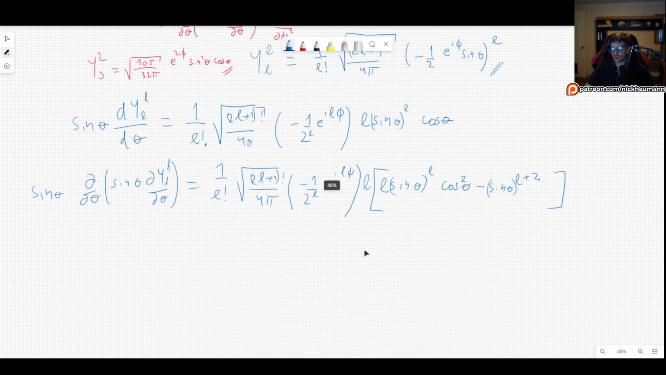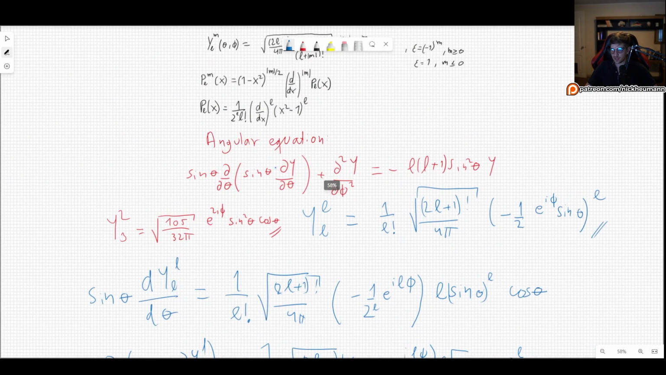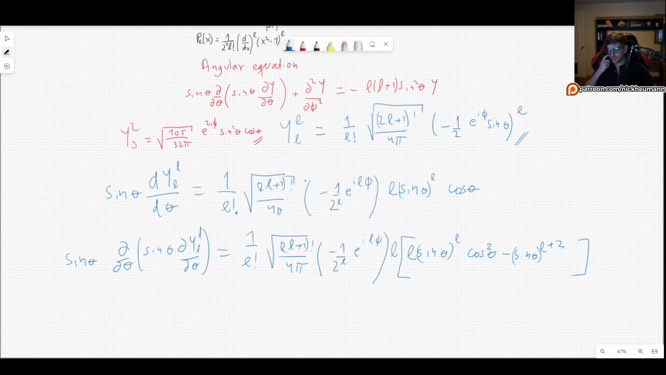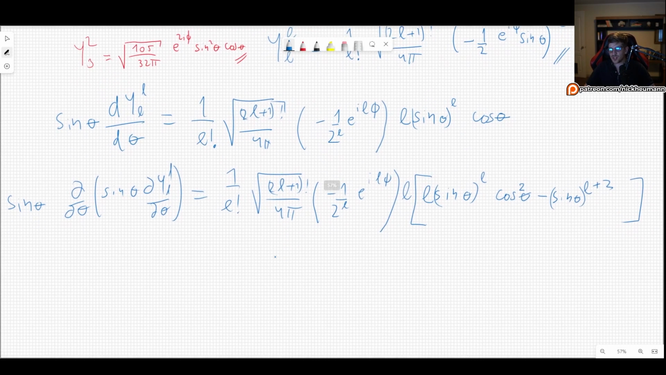Okay, now what? So now we found this part. So what is this? What is it that we found? Notice that here we can factor out a few things. So let me rewrite this. What we have here is 1 over L factorial, square root of (2L plus 1) factorial over 4 pi, and then we have minus 1, 2 to the L, e to the i L phi, that's a function of theta and phi.